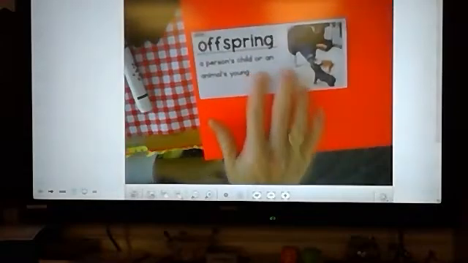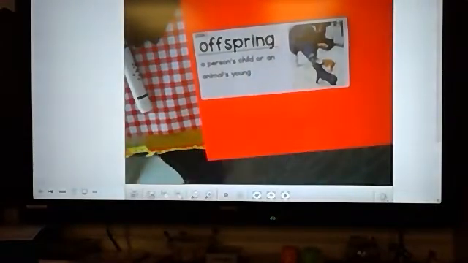All right. Now, yesterday, we learned 3 new vocabulary words. And you were asked to make sure that you found these words in the text and to write them in your science notebook. And the first word that we talked about yesterday was offspring. A person's child or an animal's young is its offspring.